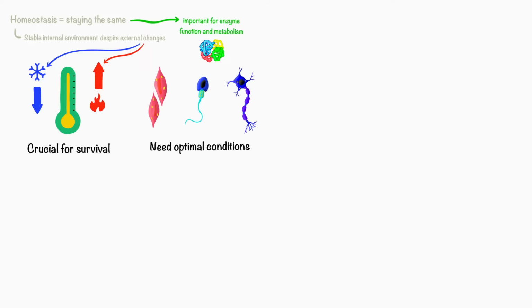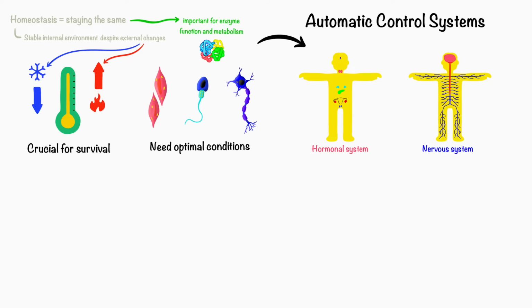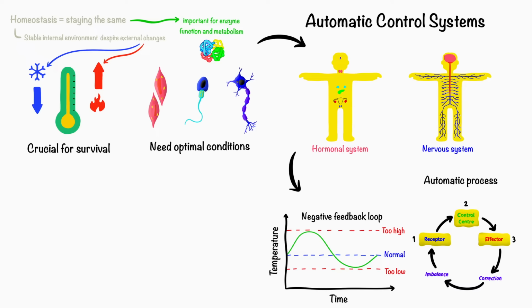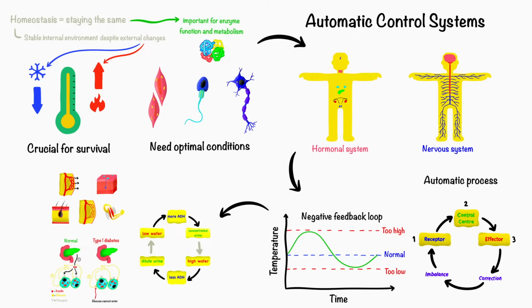In this lesson, we'll begin by examining what homeostasis is and why it's essential for our survival. Then look at how automatic control systems in the body maintain this stability, explore the concept of negative feedback as the key mechanism behind homeostasis, and finally introduce some examples of homeostatic systems in the human body.